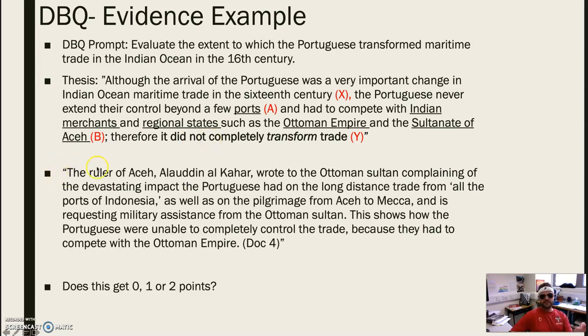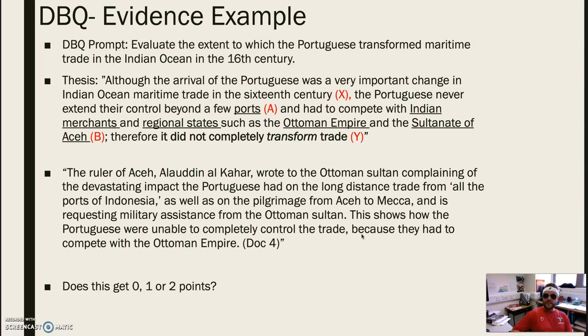Same prompt, same thesis, same doc. All right, the ruler of Aceh, Alauddin al-Qahar, wrote to the Ottoman Sultan complaining of the devastating impact the Portuguese had on the long-distance trade from all the ports of Indonesia, as well as the pilgrimage from Aceh to Mecca, and is requesting military assistance from the Ottoman Sultan. This shows how the Portuguese were unable to completely control the trade because they had to compete with the Ottoman Empire. All right, pause now. Let me know if you get 0 points, 1 point, or 2 points. Go ahead and write it down.